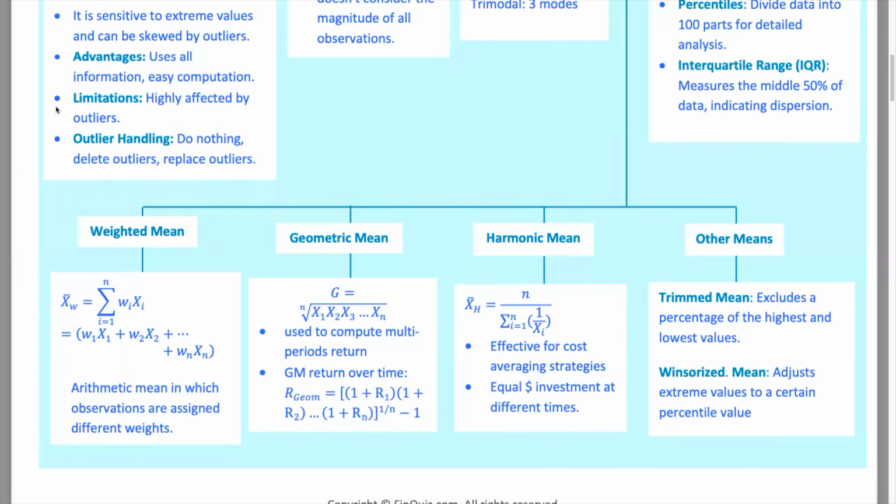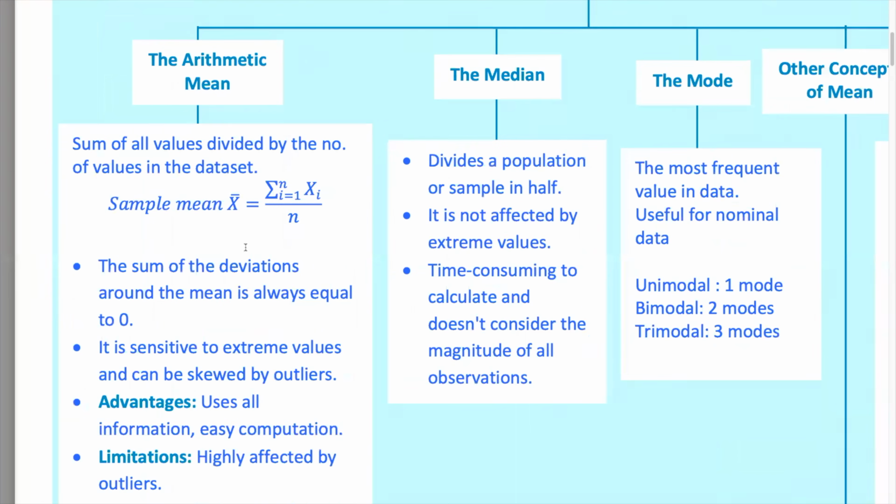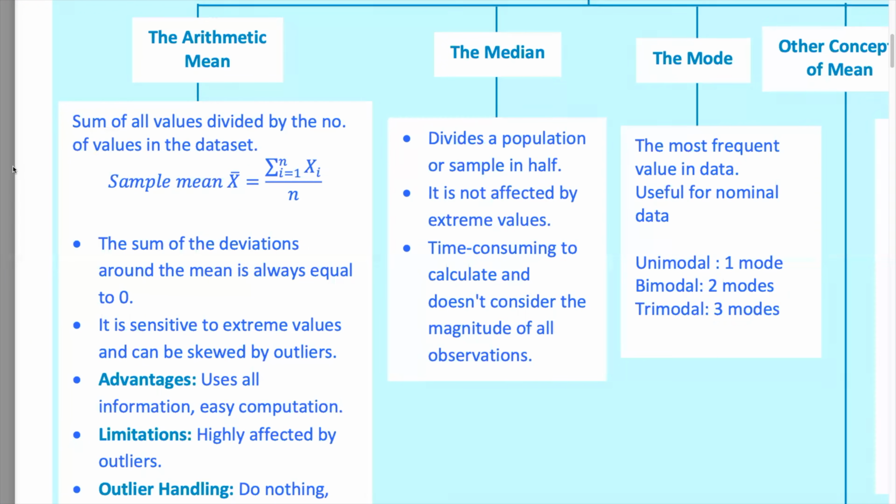Let's start with the arithmetic mean. This is calculated by adding up all the observations and dividing by the number of observations. It's often just called the mean or average. For a sample, the formula is this. So you take each observation, add them up, and then divide by the total number of observations. Simple enough, right?